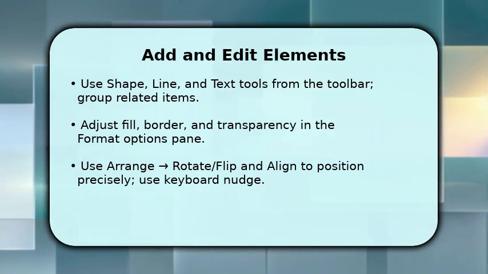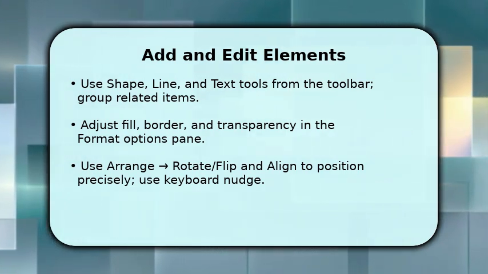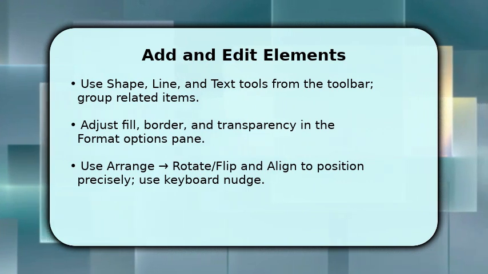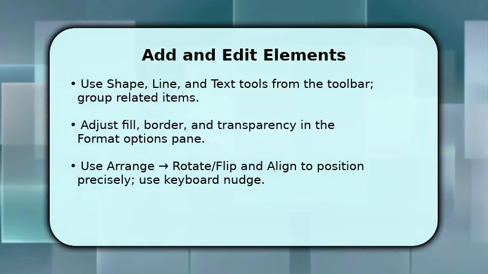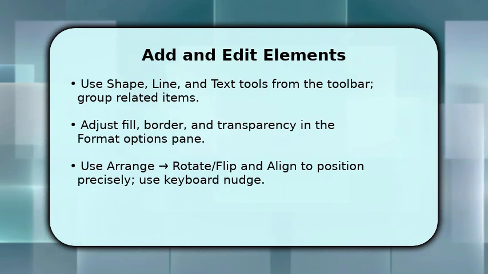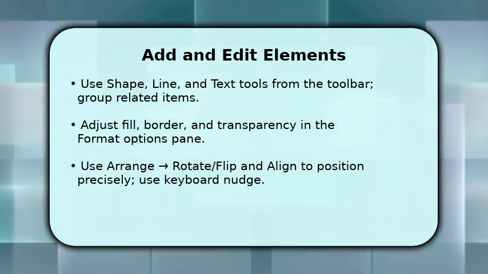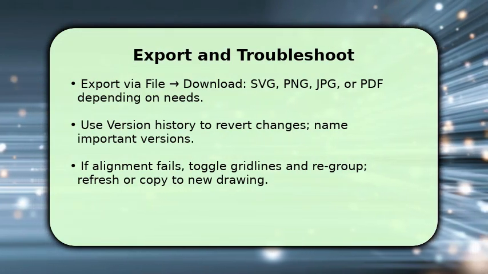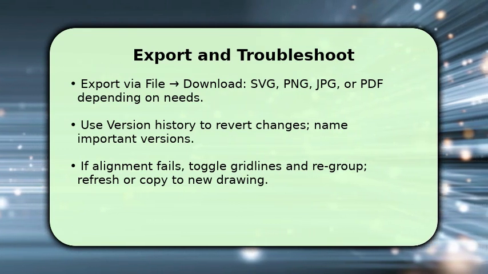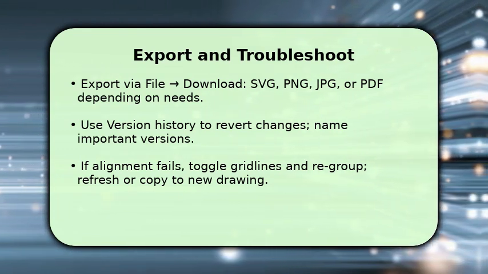Use Arrange → Align and Distribute for even spacing, and use arrow keys for fine nudges. Once done, lock or regroup layers to avoid accidental edits during final adjustments. You finish by exporting the drawing using File → Download. Choose SVG for vector, PNG or JPG for images, or PDF for print-ready output.